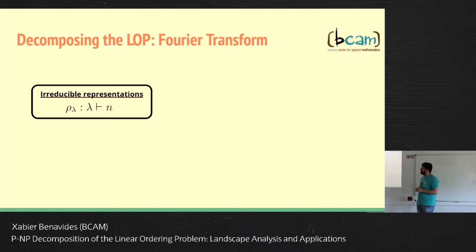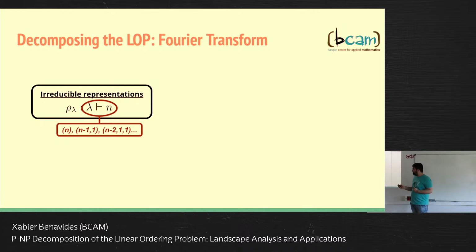These base functions are called irreducible representations of the group. These irreducible representations are known as rho lambda, where this lambda is a possible partition of n, where a partition of n is a set of positive integers that sum up to n. So, for example, the partition will be n. Therefore, the number of irreducible representations, the number of base functions that we need here, is the number of partitions of n.